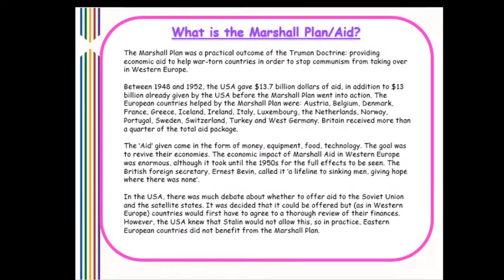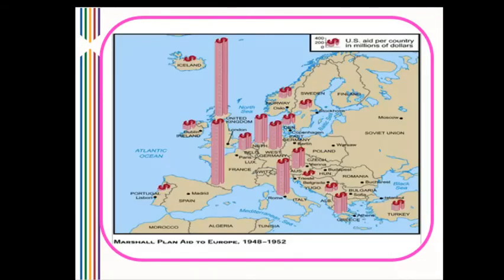However, the USA knew that Stalin would not allow this, so in practice, Eastern European countries did not benefit from the Marshall Plan. Okay, so this diagram just shows you visually the US aid per country in millions of dollars that each country receives. As you can see, Britain and France were the main receivers, and other countries such as West Germany, the Netherlands, Italy, Austria also received quite high amounts too.